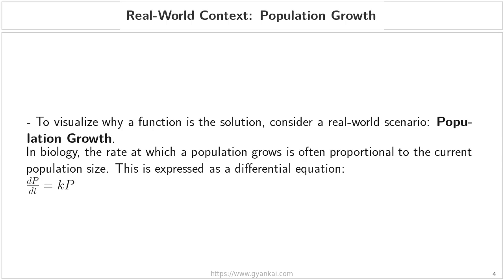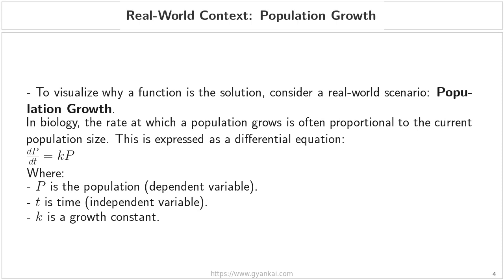In biology, we often observe that the rate at which a population grows is directly proportional to the current size of that population. If there are more individuals, the population grows faster. We can express this relationship using a differential equation: dP/dt equals kP. To be clear about what we are looking at here, P represents the population, which is our dependent variable. t represents time, our independent variable. And k is simply a constant that represents the growth rate.